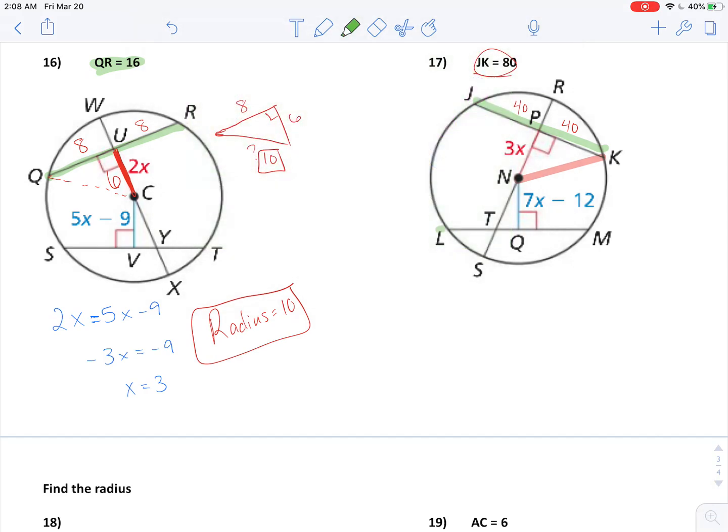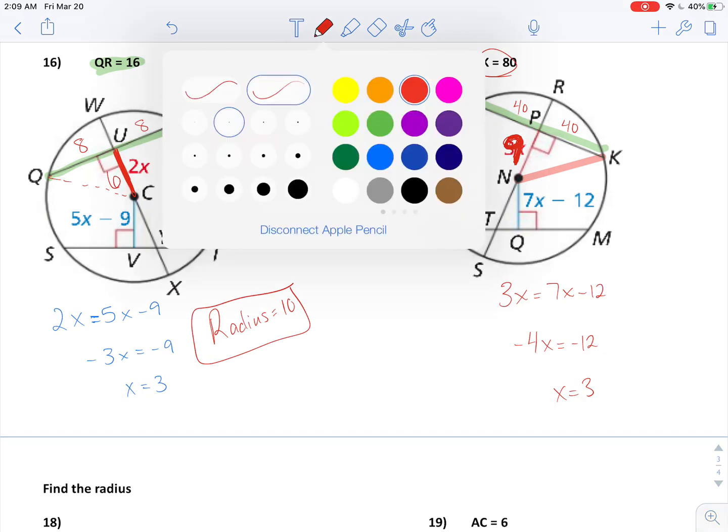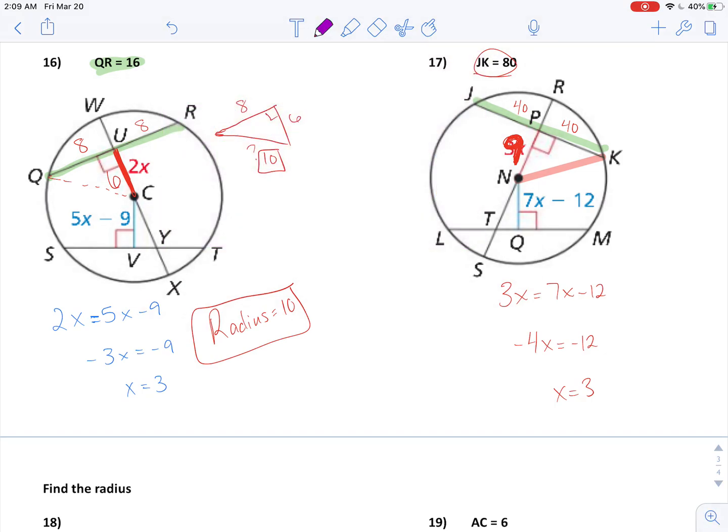And what do I know about the distances from center? If I've got two congruent arcs, their distances from center must be the same. So 3x must be the same as 7x minus 12. Negative 4x is negative 12. X is, once again, 3. Who could have guessed 3? So this is 9. Right here, 3 times 3 is 9. So we got 9 and 40.